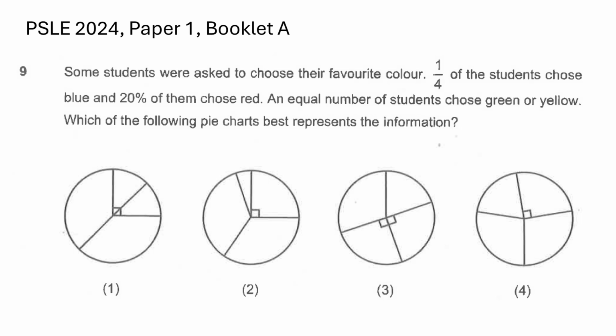Booklet A, question 9. Some students were asked to choose their favorite color. 1/4 of the students chose blue and 20% of them chose red. An equal number of students chose green or yellow. Which of the following pie charts best represents the information?